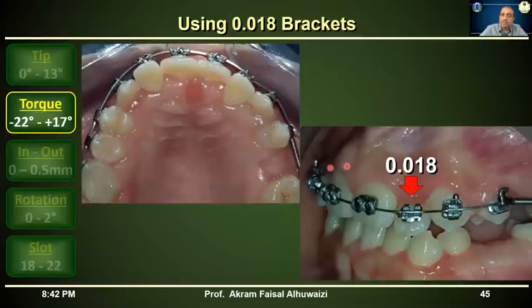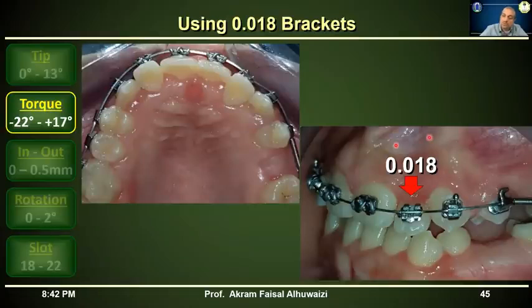Another thing is why we said 18 slot brackets. For this case, for example, you may see the canine and the incisors are generally of acceptable torque. The main problem is in the lateral incisors. If you put a high torque bracket here and you're trying to bring the root outward, what happens is that as you bring the root of the lateral out, the root of the canine and the incisors are going to go in.